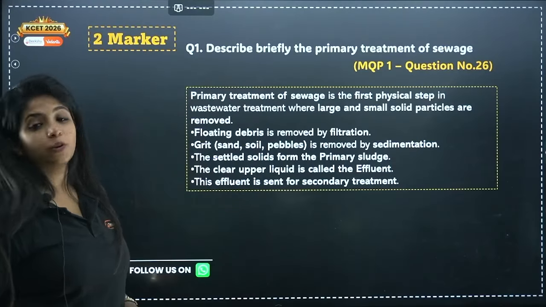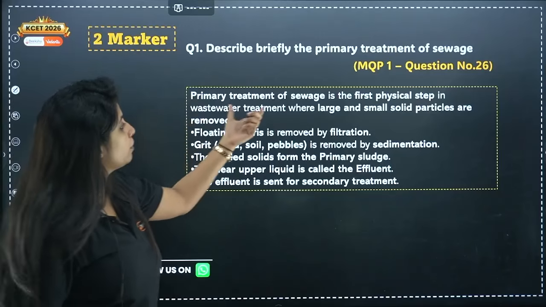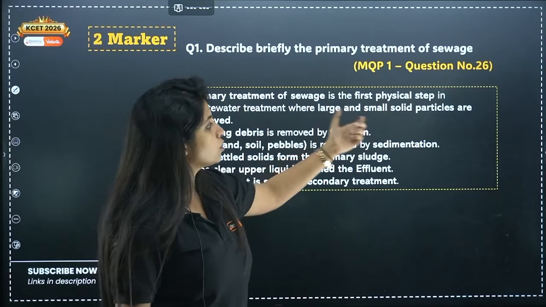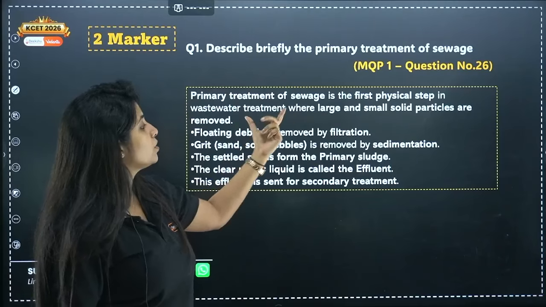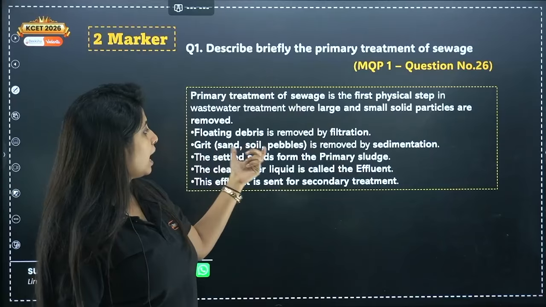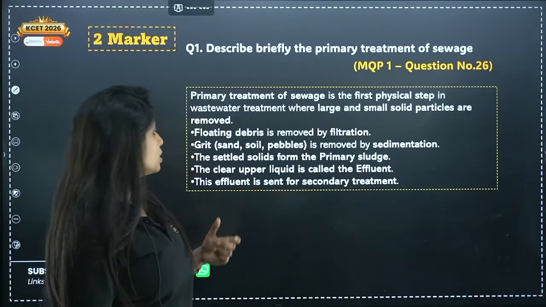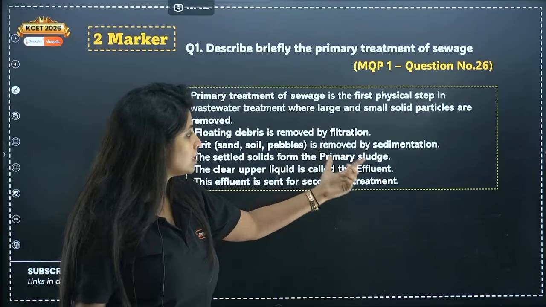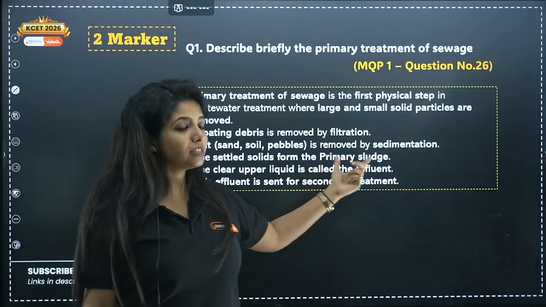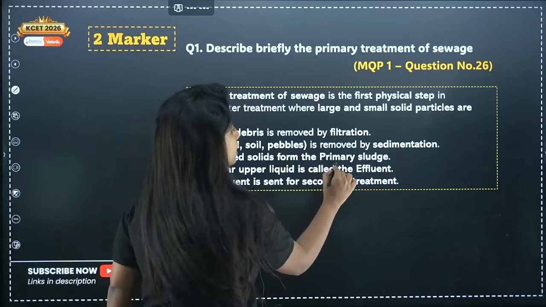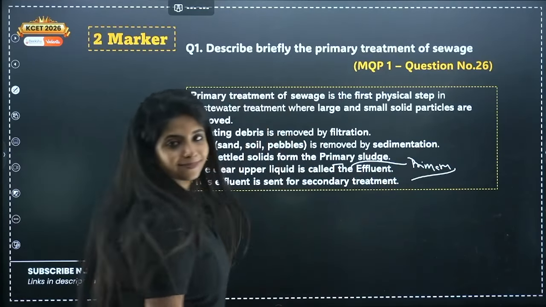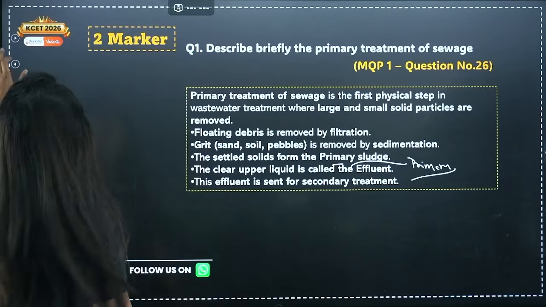Now we come back to the question: describe briefly the primary treatment of sewage. We know primary treatment of sewage is the first physical step in wastewater treatment. The large and small solid particles are removed. Floating debris is removed by filtration. Grit, sand, soil, pebbles are removed by sedimentation. The settled solids form the primary sludge. The clear upper liquid is known as effluent. This effluent is sent for secondary treatment. It is known as the primary effluent. Cool?